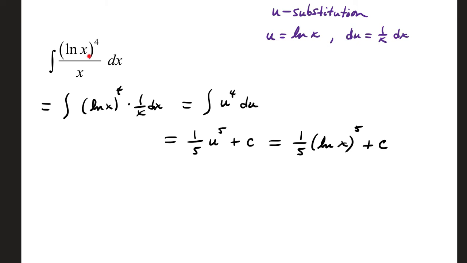In this first step, I split the fraction up, natural log of x to the 4th times 1 over x dx. It's the same thing, I just moved it over so it would be easier to identify that we have u to the 4th du. The antiderivative of u to the 4th is 1/5 u to the 5th power plus c. Going back to the original variable, replace u with natural log x. 1/5 natural log of x to the 5th power plus c.